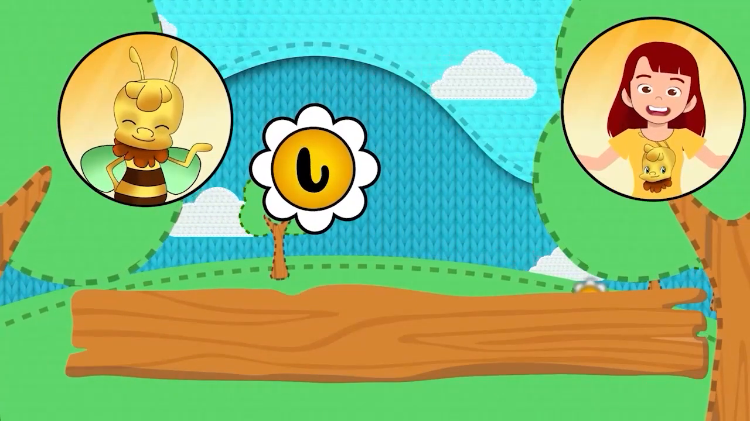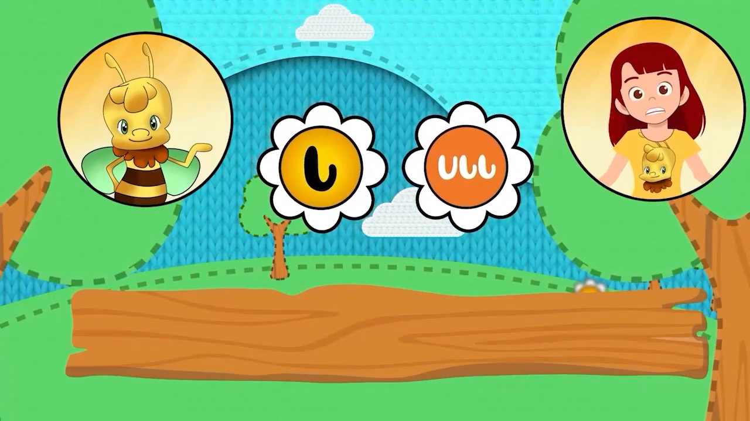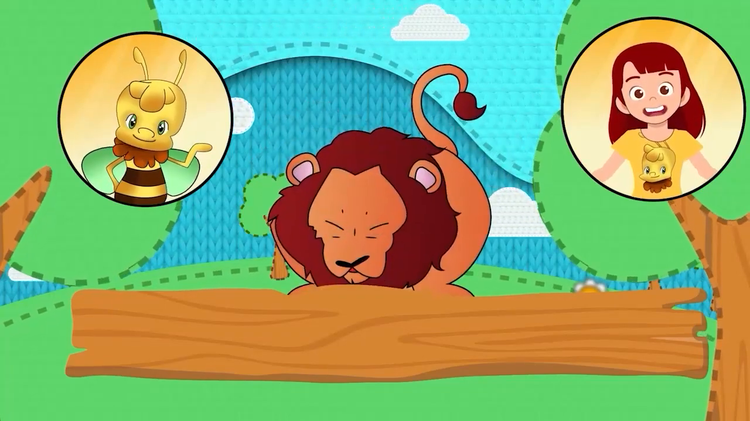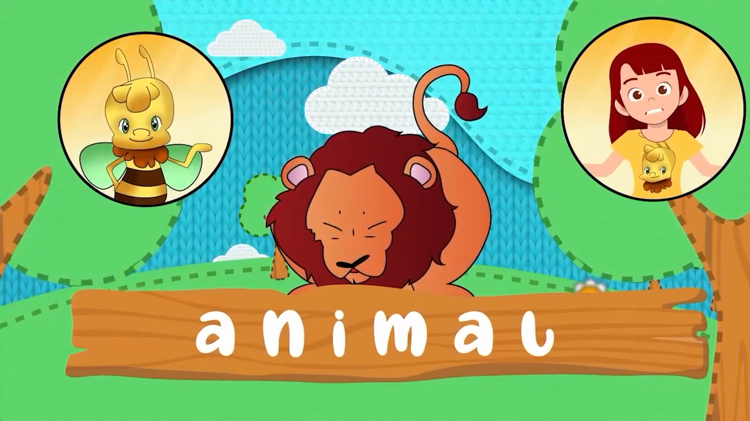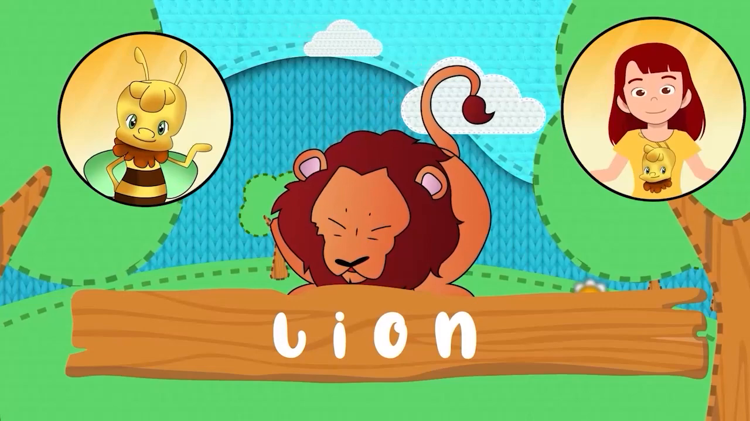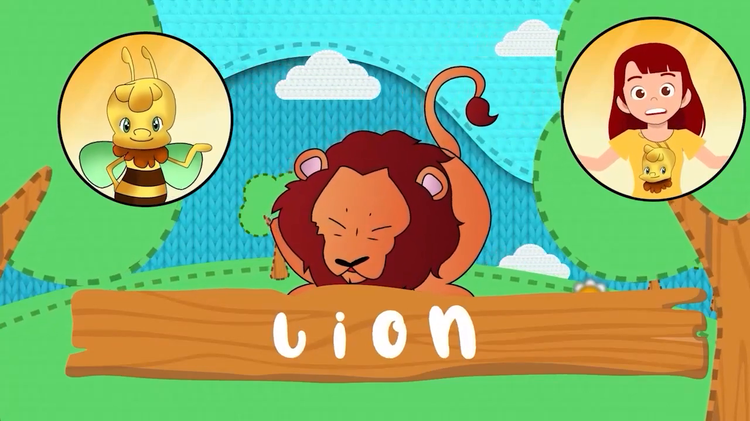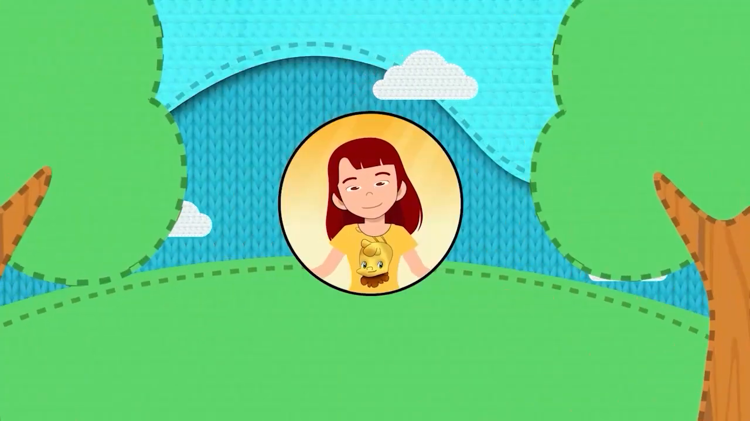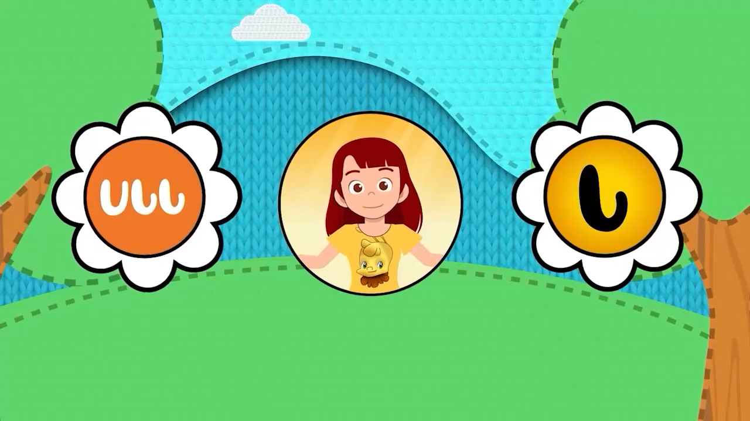Next, we're going to learn how to say L. For this sound, welcome our great friend, lion. Lion is another type of animal. Let's say lion. Lion. Nice work. Let's say lion again. We get the sound L from the letter L.